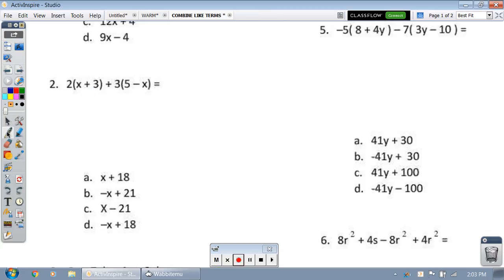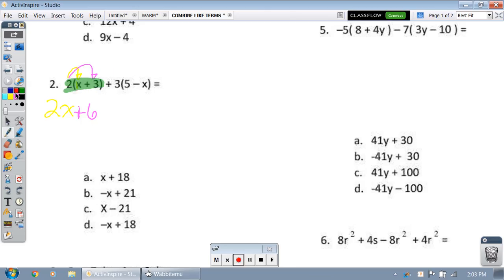All right, here we go. Question 2. Let's do the same thing. This time we have 2 distributions we have to do. Start with the one on the left here. We're going to put a 1 in front of the x. 2 times 1x, that is 2x. And then we have 2 times positive 3, that's positive 6. So now we are finished with this guy here.